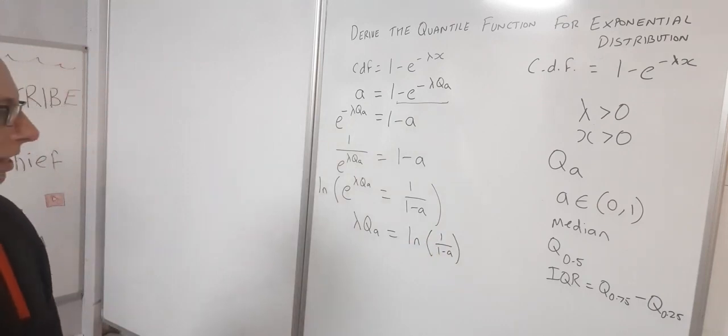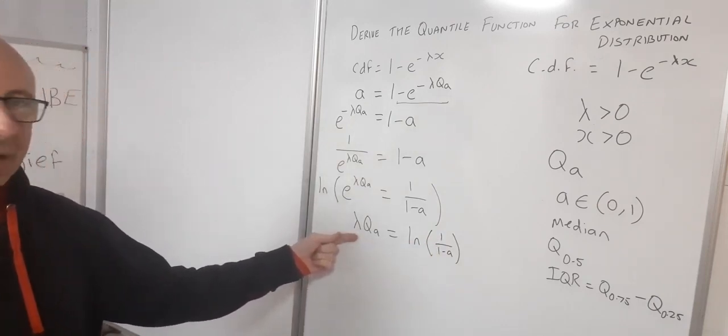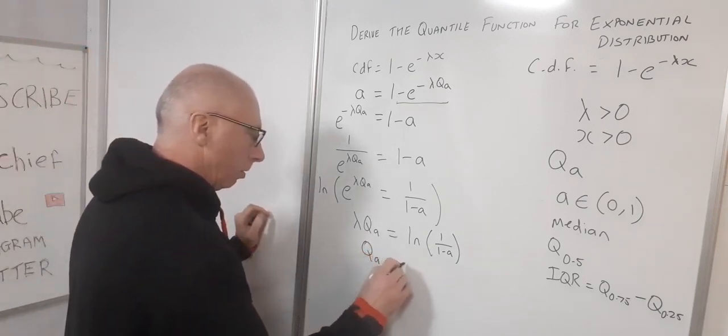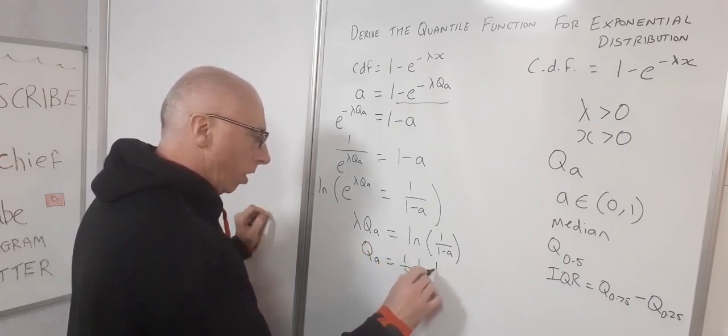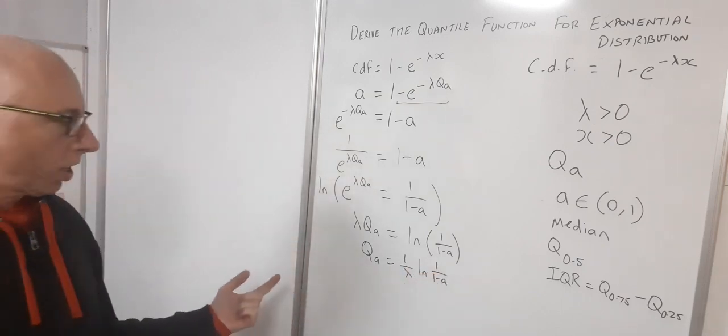Okay, all that's left now to get our quantile on its own is to divide both sides by the parameter lambda. So now Q of a equals 1 over lambda times the natural log of 1 over 1 minus a. And that is our quantile function.